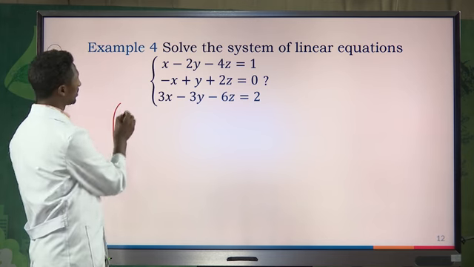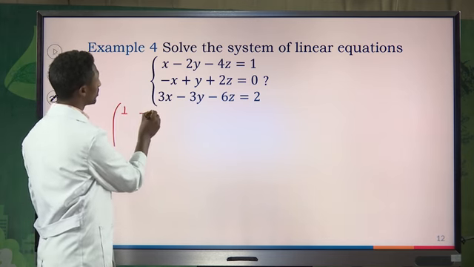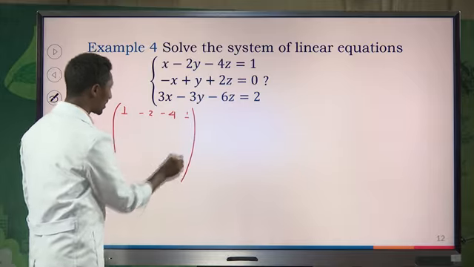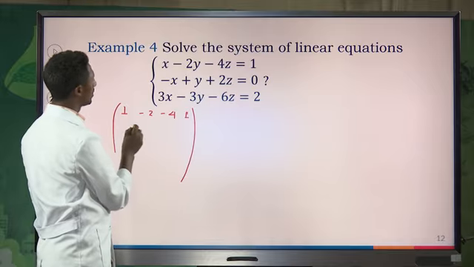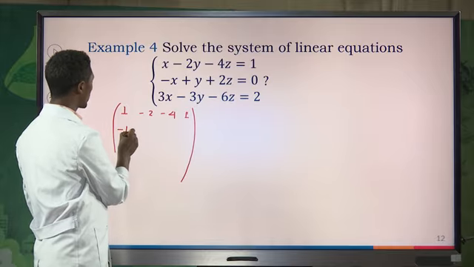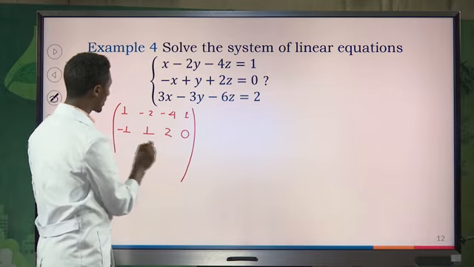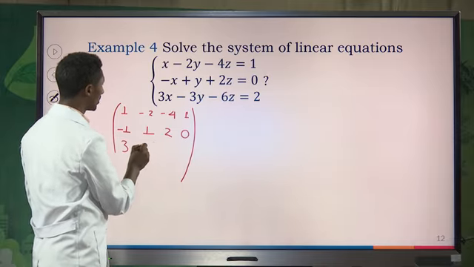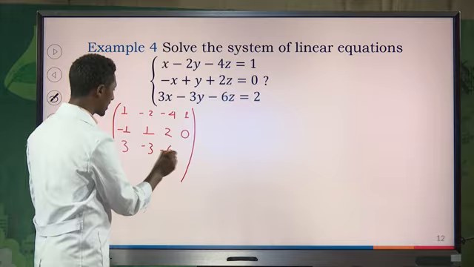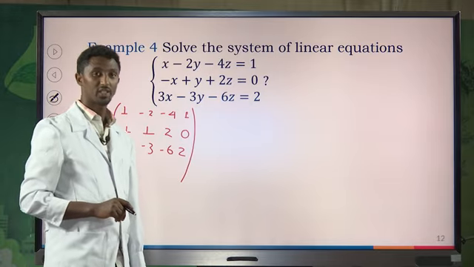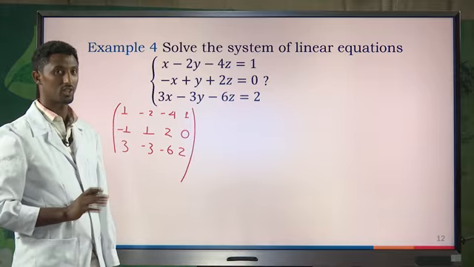So look now, 1, minus 2, minus 4, 1. This is the first row. Then the second row, minus 1, 1, 2, 0. The third row, 3, minus 3, minus 6, 2. Now the first entry of the first row is 1, so it's good.